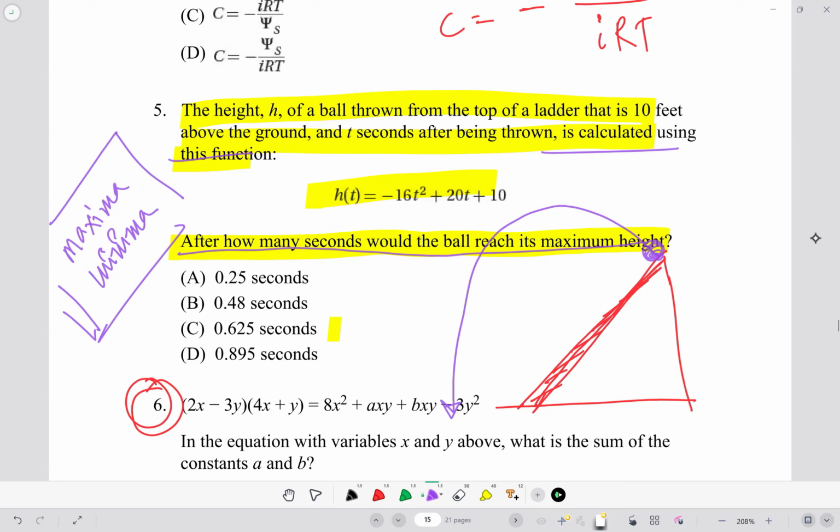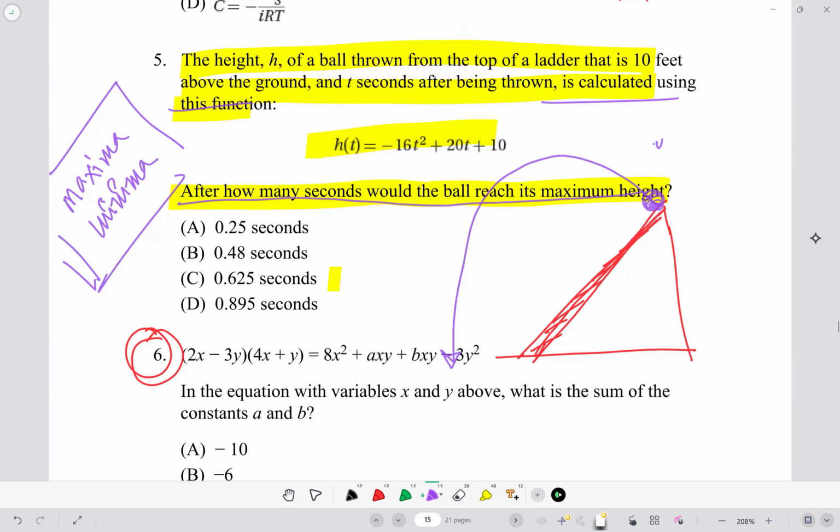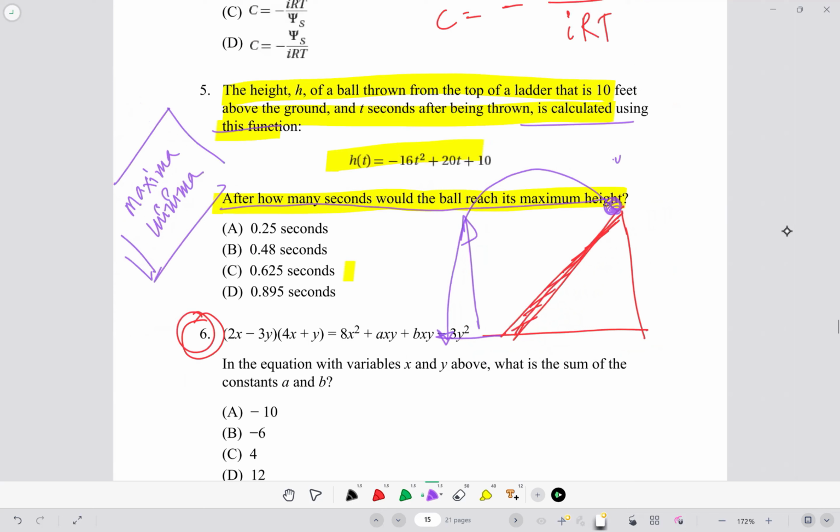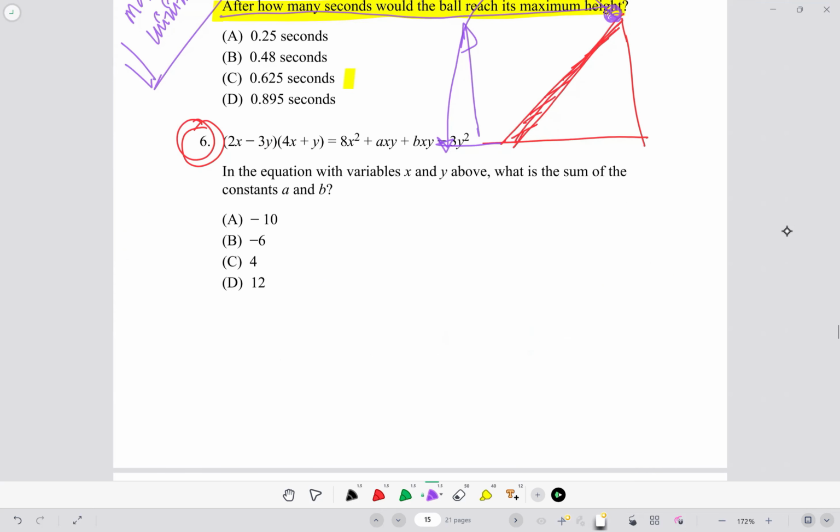You just need to do that. Why? Because they're asking for the maximum height, right? They're just asking after how many seconds the ball would reach its maximum height. So h is basically the height of the ball from the ground. Maybe the situation can look like this. Maybe it can also look like this. Because this is projectile motion, and in physics we call this projectile motion.